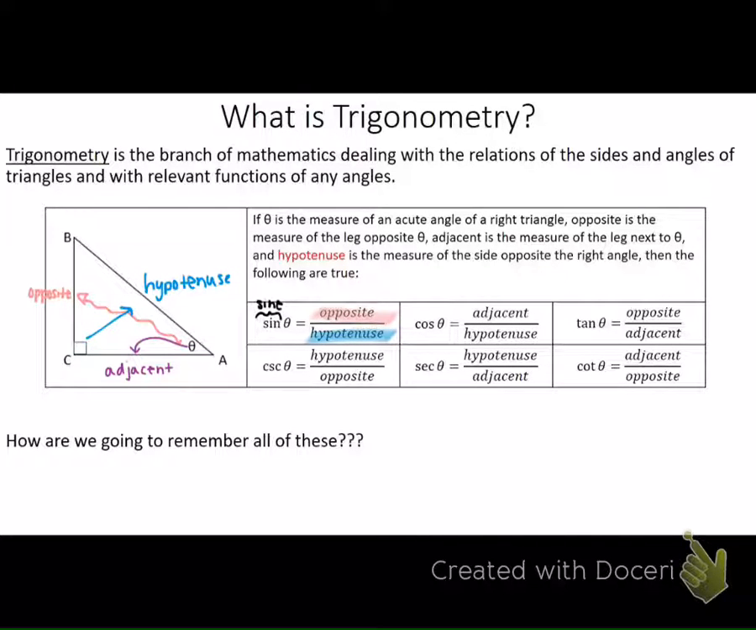So sine is opposite over hypotenuse. Cosine, this is cosine. Cos is short for cosine. It is adjacent over hypotenuse.